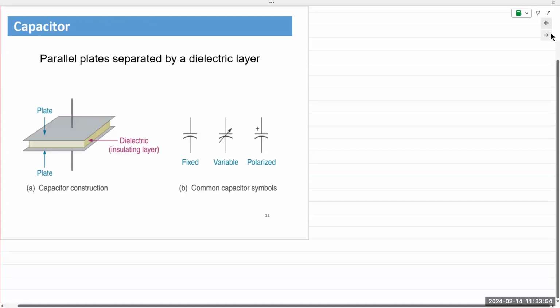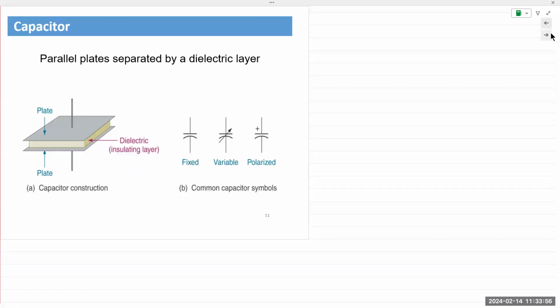Capacitors are nothing but two parallel conducting plates separated by an insulating material. Okay. So conducting plates separated by an insulating material, an insulator. If you put your two palms of your hands together, it's separated by air, two conductors separated by an insulating material.